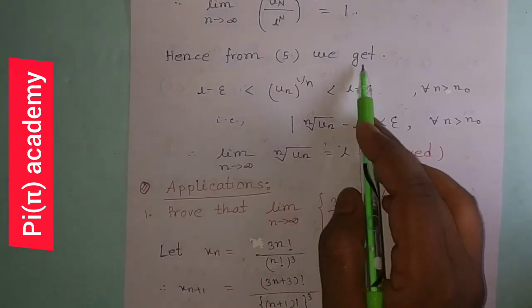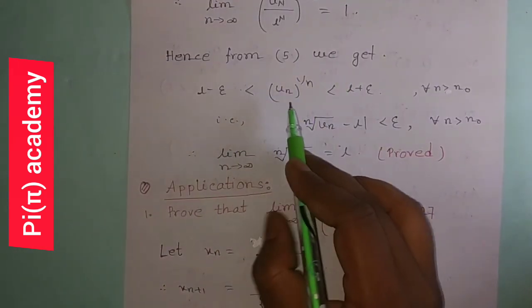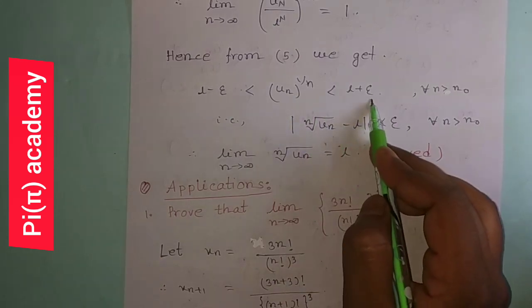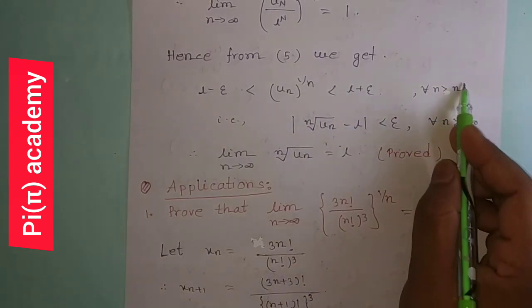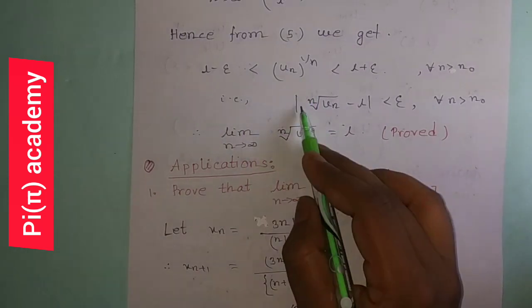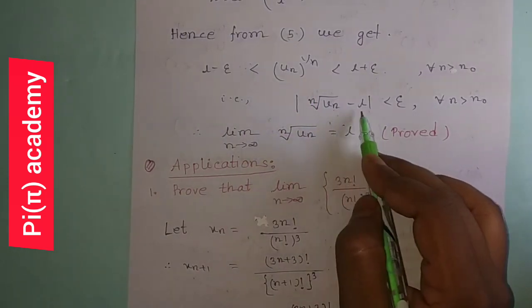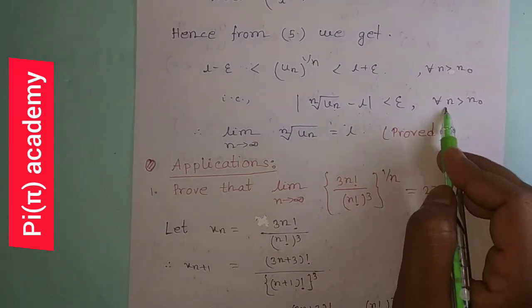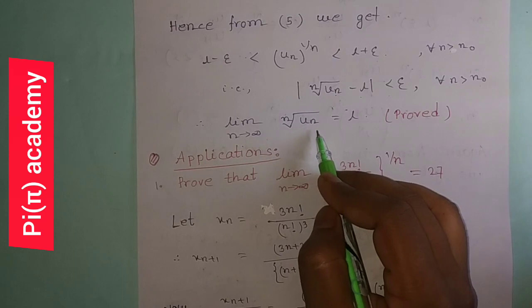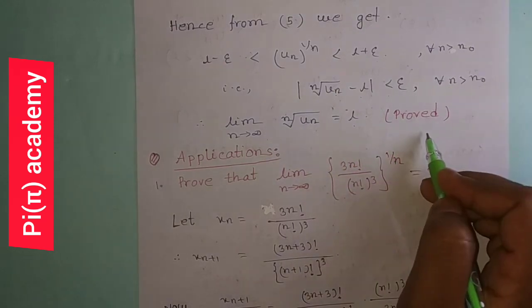Hence from 5 we get L minus epsilon less than the nth root of u_n less than L plus epsilon for all n greater than n naught, and this is equal to mod of nth root of u_n minus L less than epsilon for all n greater than n naught. Therefore limit n tends to infinity nth root of u_n equals L, hence the result.